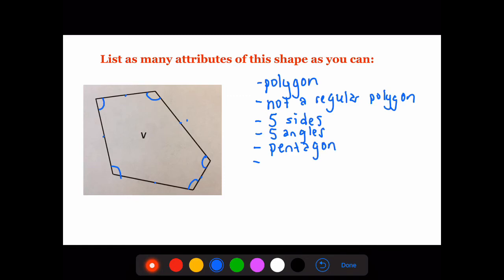If I'm looking at parallel sides as an attribute, I'm not seeing any sets of parallel sides. Remember, parallel lines have to never intersect. And it looks like if I extend these lines, they will intersect. So I'm going to say no sets of parallel sides.